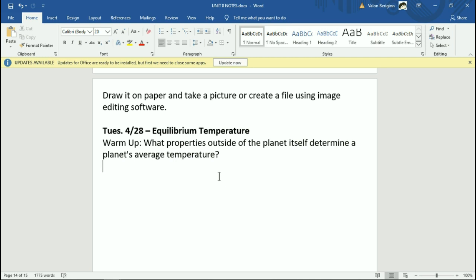Okay. So when I say outside of the planet itself, like anything that would be an actual property of the planet, you might think, well, the atmosphere or how much ice there is or something, right? Like that's on the planet itself. So outside of the planet itself, what do you think determines the average temperature of a planet? Again, I don't necessarily expect you to get everything you can think of, but think about it logically, and see what you can come up with.